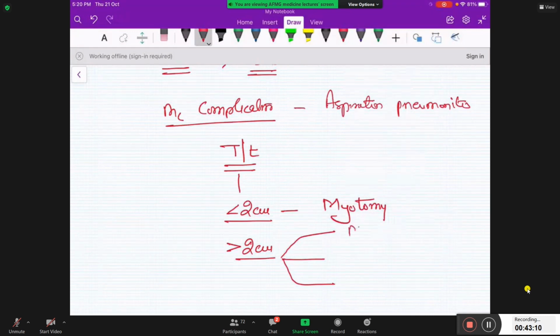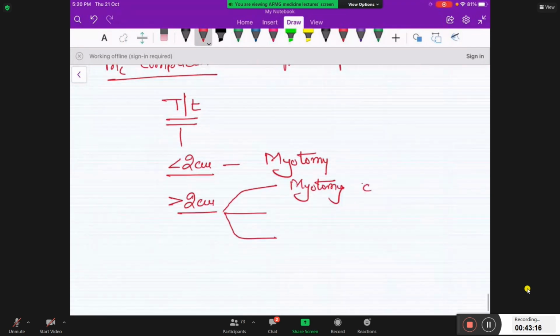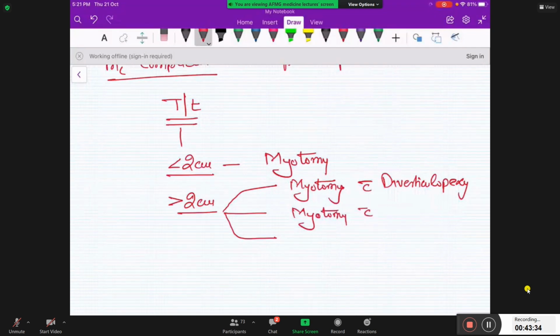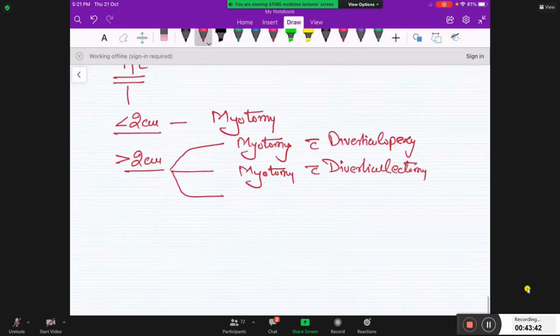One is myotomy with diverticulopexy. We have the option of myotomy with diverticulectomy.